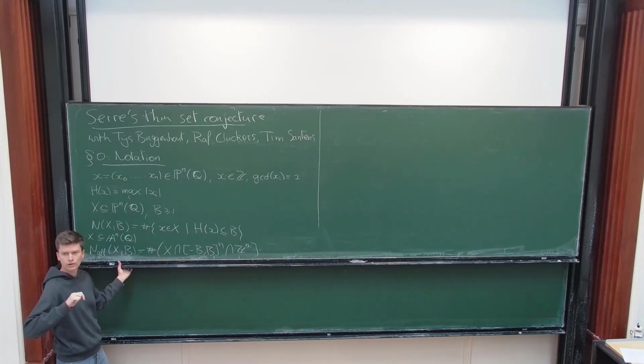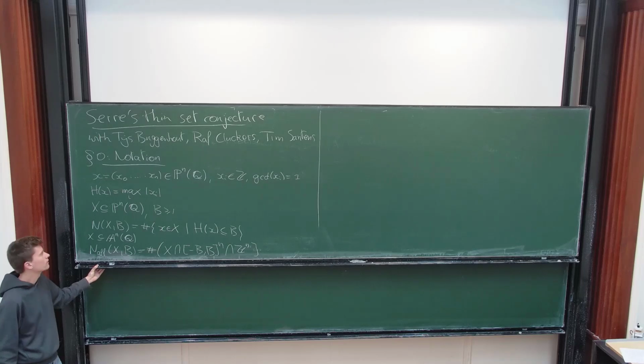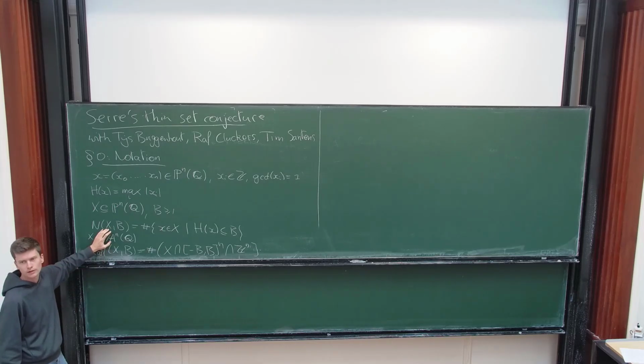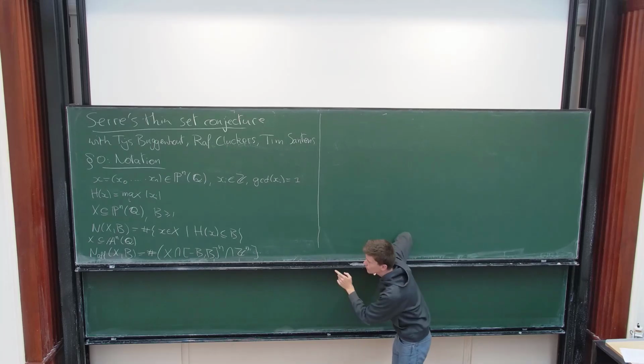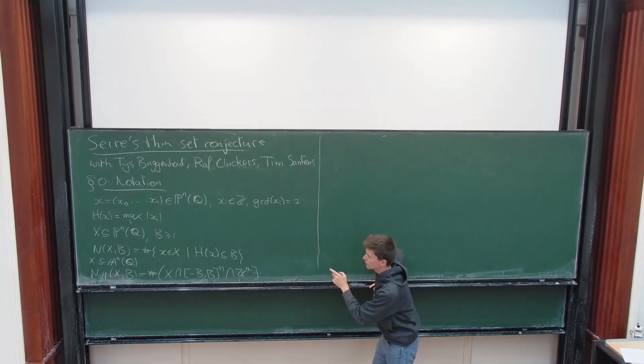Yes, there's a question. For your specific choice of height, is N_X(B) a priori always going to be finite for every X? Yes, because it's always bounded by the counting for P^n. And for P^n, I can write it down, but let me give two examples for this.